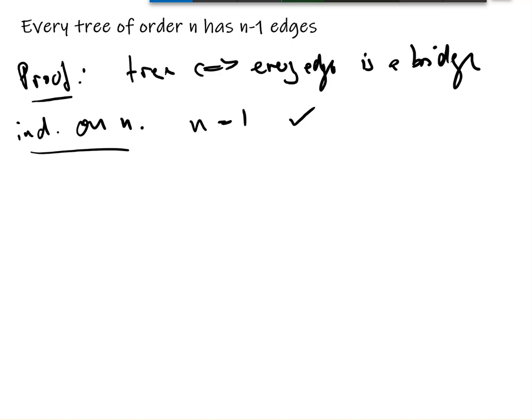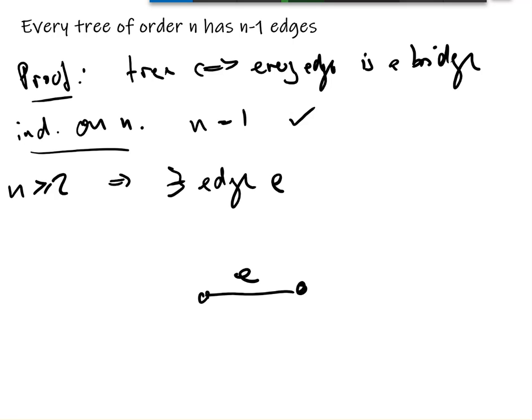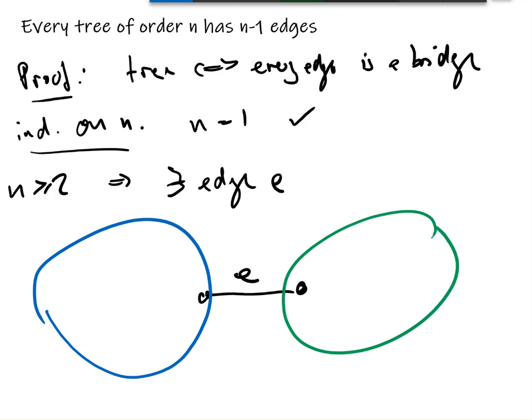Well, we have a tree, so n is at least 2. So in particular, there exists an edge e in my graph. So now here's my graph with an edge e. Now I know it's a tree, so this edge is a bridge. So if I take it out, I'm left with two components. And these two components have some number of vertices. Say the left component has k vertices, the right component has l vertices, and I know that k plus l is equal to n, because that's the total number of vertices in my graph.